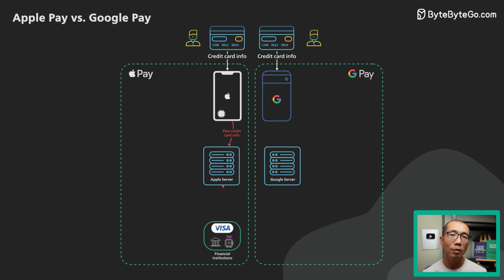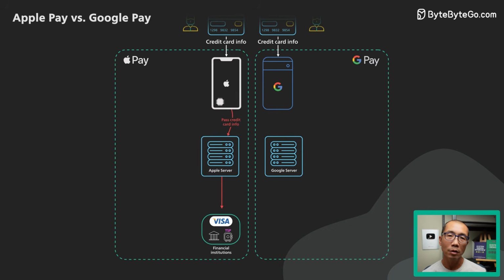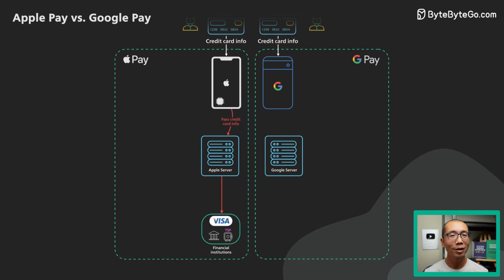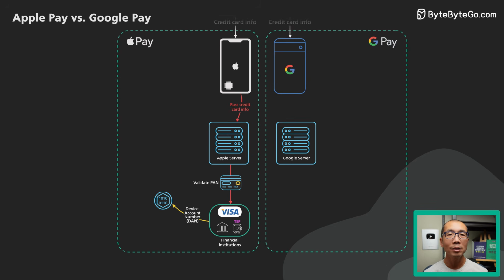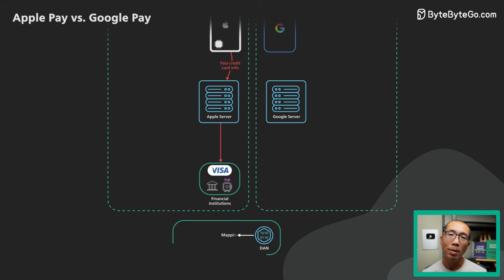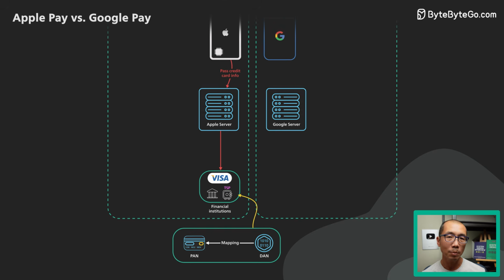The credit card info is then sent from the Apple server to the bank securely over the network. The bank validates the number and returns a token called DAN, or device account number. This number is uniquely generated for use by the device. The generation of the token and the mapping of the token to the PAN is usually offloaded to a TSP, or a token service provider. The TSP is where the most sensitive information lives.